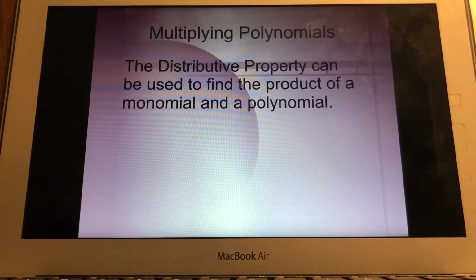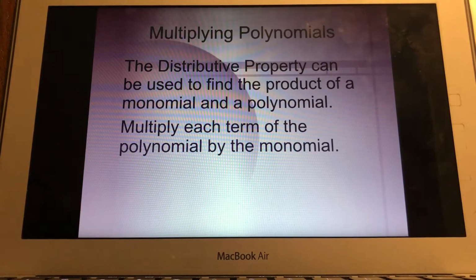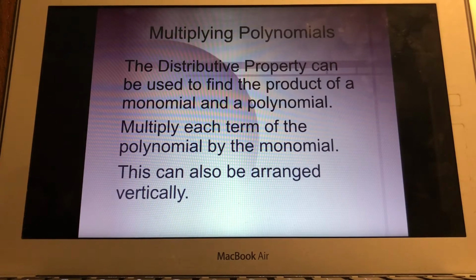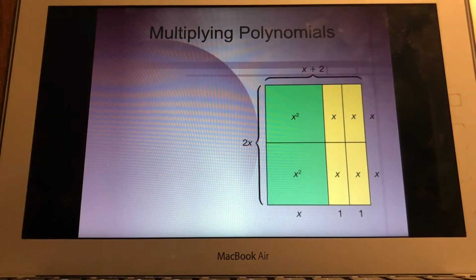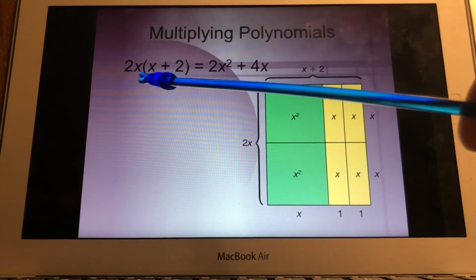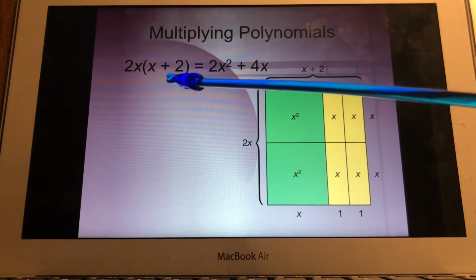When we multiply polynomials, we have to use the distributive property to find the product of a monomial and a polynomial. Multiply each term of the polynomial by the monomial. Then this can also be vertically arranged. Okay, so suppose we have 2x times the quantity x plus 2.